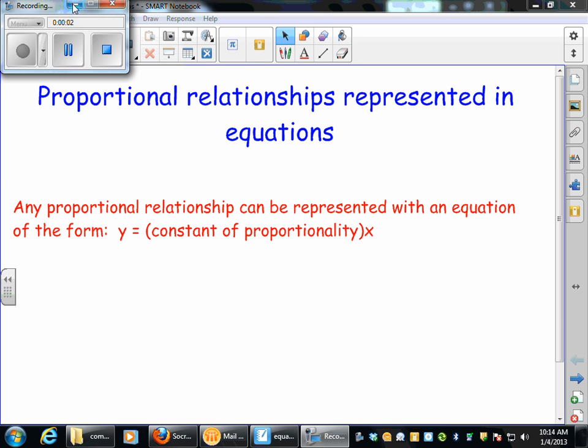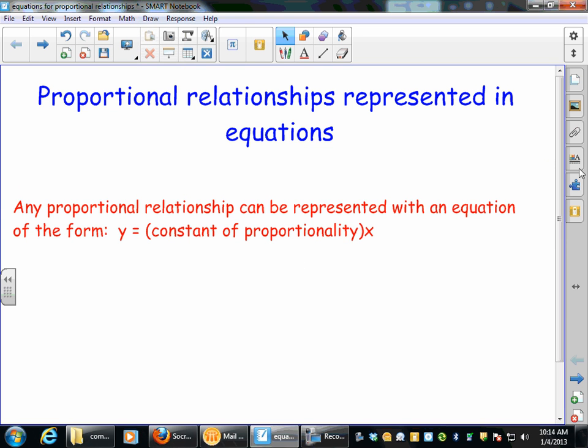All right, so last lesson we were talking about recognizing proportional relationships from tables and from graphs. And now this time we're going to talk about what those would look like if they're written with an equation. So the important thing to remember is if you want to take a proportional relationship and write it in an equation, just like the graph had a specific form, it had to go through the origin and be a line. Same thing with the equation. The equation has to look a specific way if it's a proportional relationship.